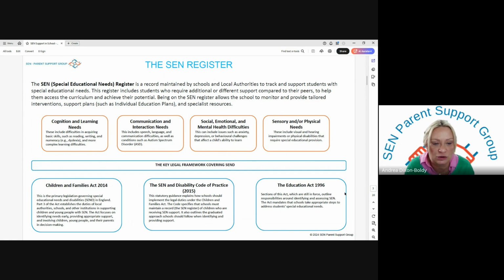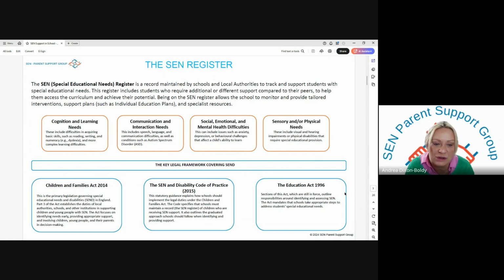They do this under law and guidance, and the Children and Families Act 2014 is primarily the legislation governing special educational needs and disabilities in England. Part 3 of the Act establishes the duties of local authorities, schools and other institutions in supporting children and young people with SEN. The Act focuses on identifying needs early, providing appropriate support and involving children, young people and their parents in the decision-making process.